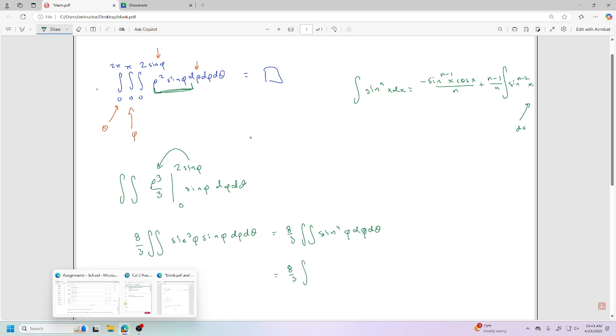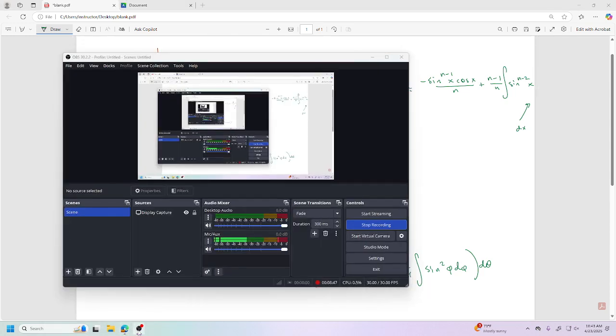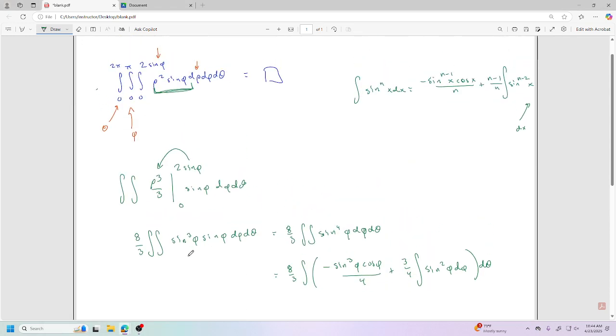Essentially for this one, when I do my phi, I'm just going to say it's going to be negative sine cubed cosine all over 4 plus 3 over 4 integral of sine squared. Okay. This is really annoying. Go away. Okay. There we go. So we still have to do the sine squared.